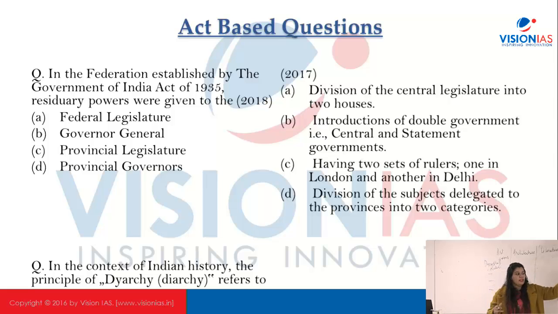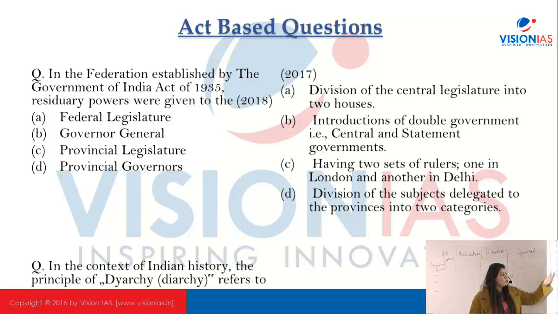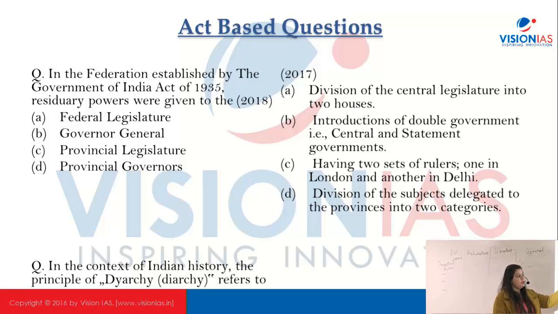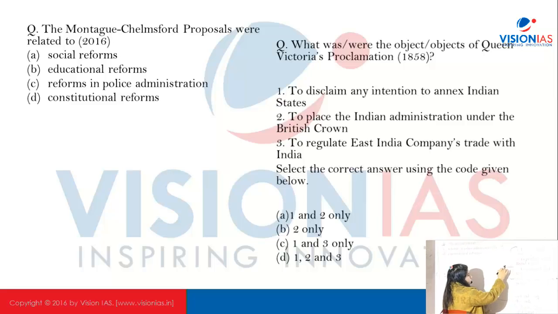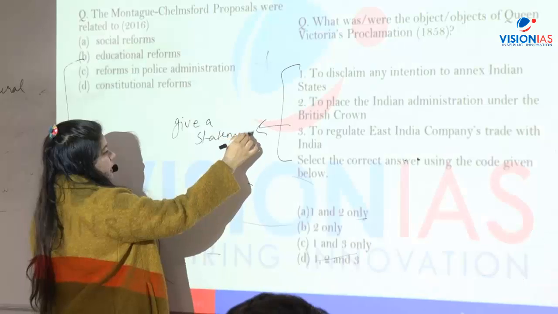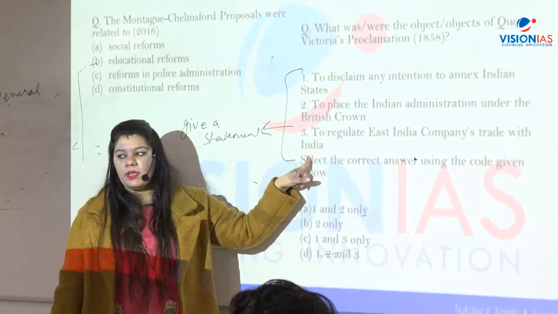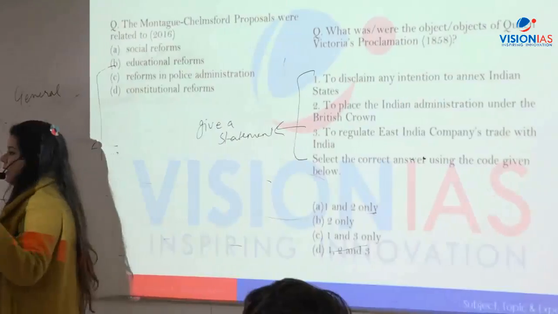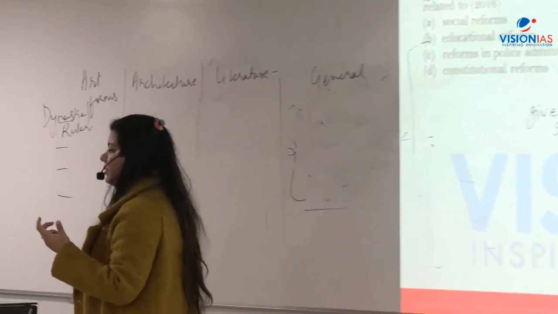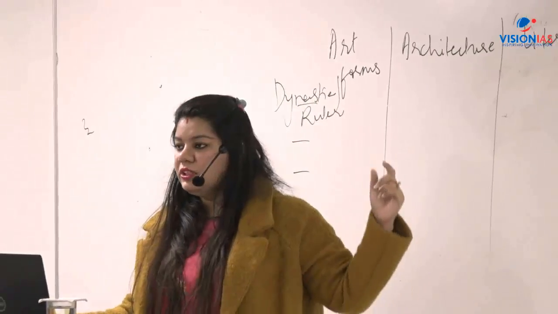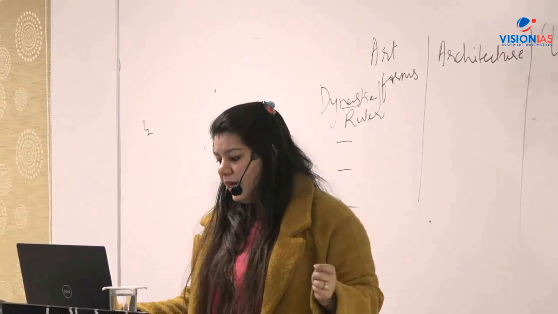So just have a look again very quickly. This is how your act-based questions look, from very factual to statement-based, right? So just see the 1858 question. There is a 3-statement question. What they do is they give a statement which is related to another act. For example, the 3rd statement says to regulate the East India Company's trade with India. So this act was not intended to regulate the trade of the East India Company with India, but the 1773 Regulating Act was, right? So this is how they do it. They just give a statement in between of some other act, right?